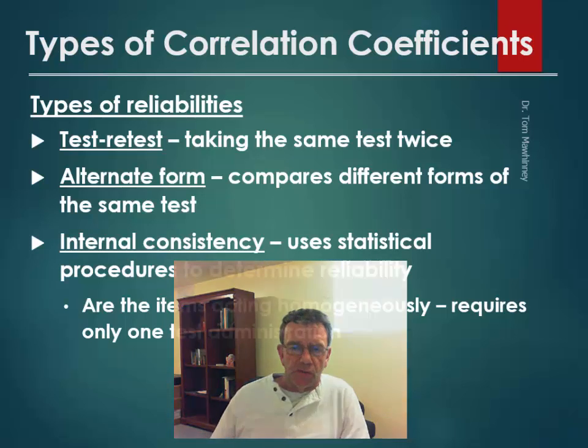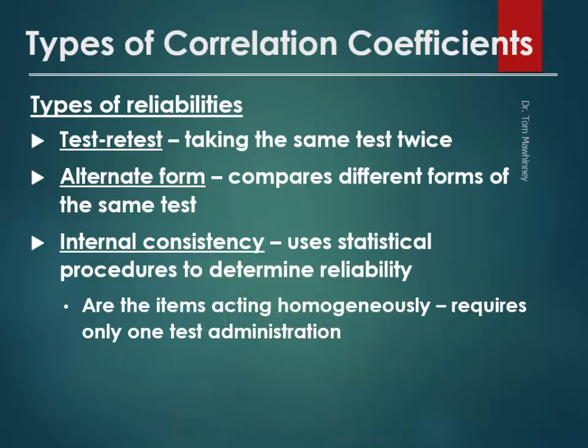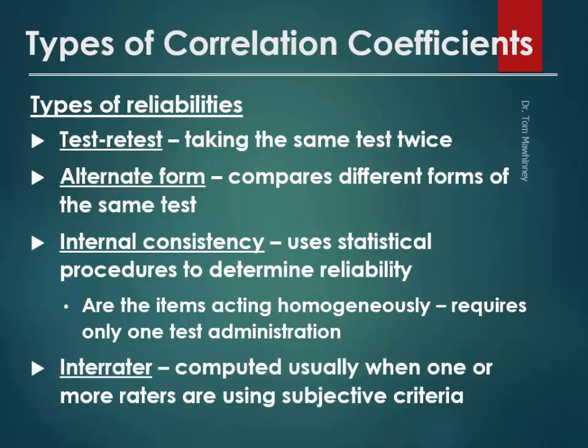Internal consistency is what the large-scale test makers use rather than giving the test twice to the same group. They use statistical procedures to determine the reliability. Are the items acting homogeneously? And the advantage of this is that it only requires one test administration.